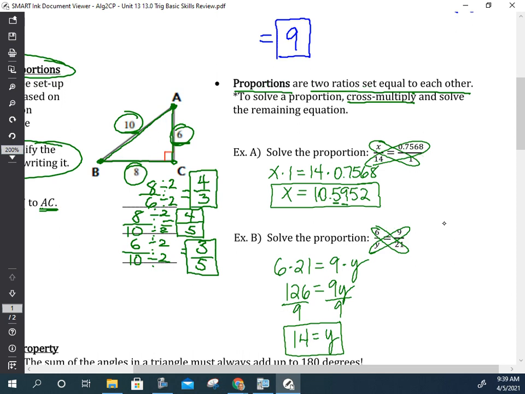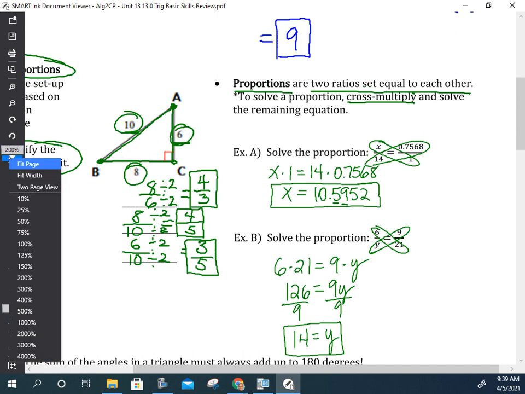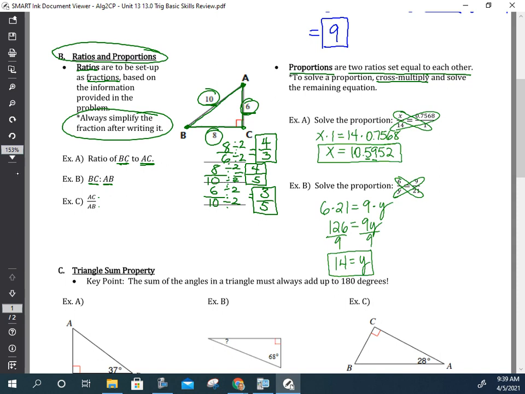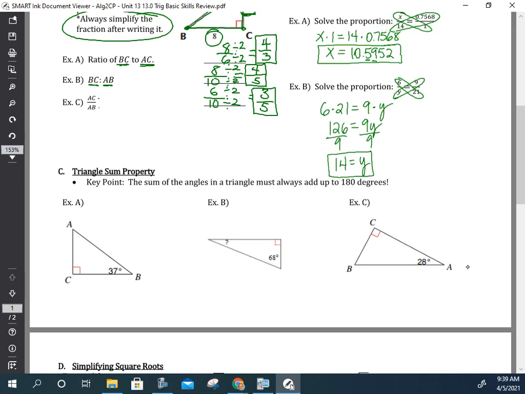Any questions with proportions? Writing a ratio or solving a proportion? Here in your seeing, so we can move on to part C. Yeah, like I said, closed mouths don't get fed. So if you know you have a question, you don't say anything, then I get to assume that you know what you're doing.